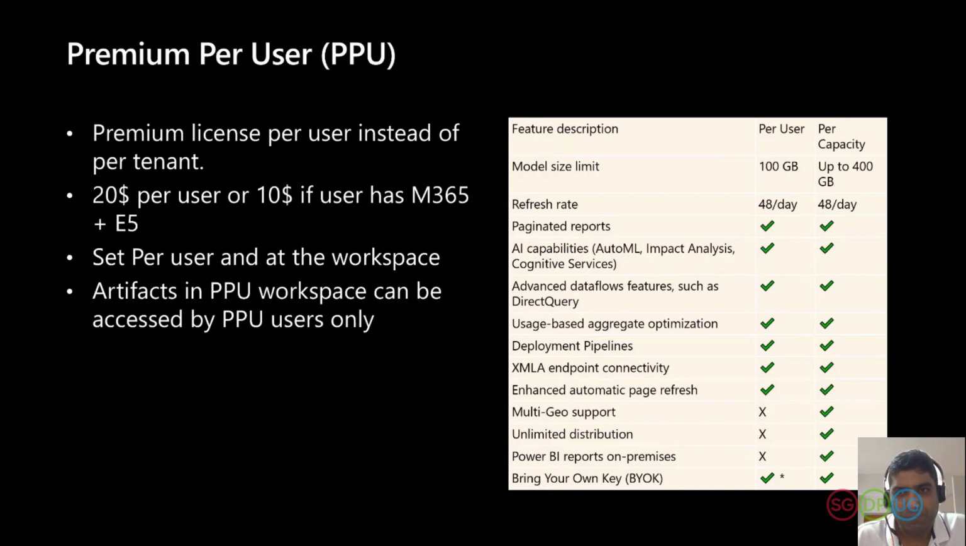How it works is premium per user allows you to assign a premium license to a particular user. Then you need to mark a workspace as a premium per user workspace. Once you mark that workspace as premium per user, only users with a premium per user license can access those reports. Not even a pro license can access. So those reports which enjoy the premium features can be accessed by people with a PPU license. What is the cost? It comes at $20 per user, or $10 additional if you already have M365 E5.